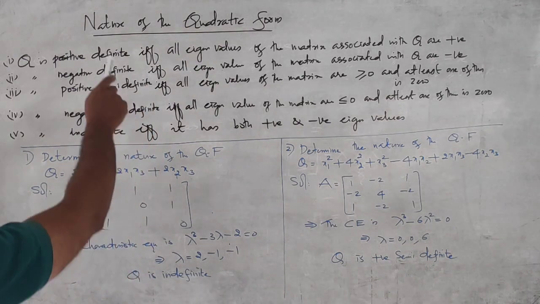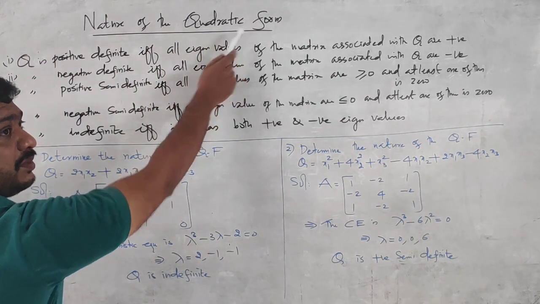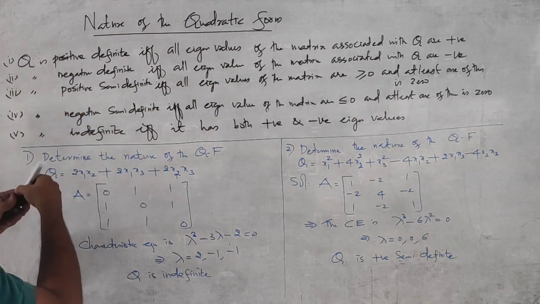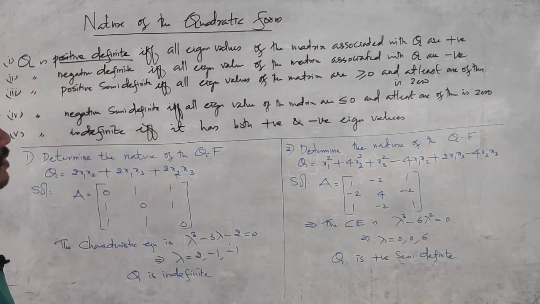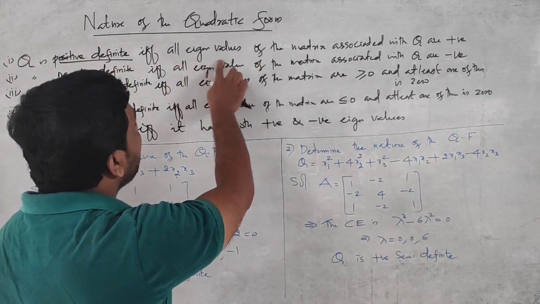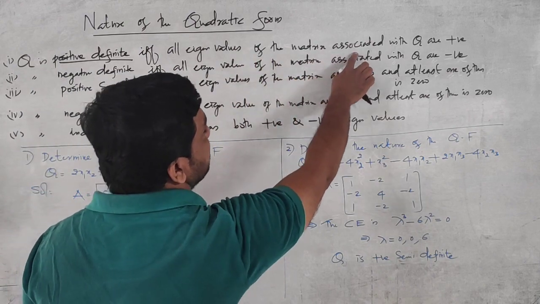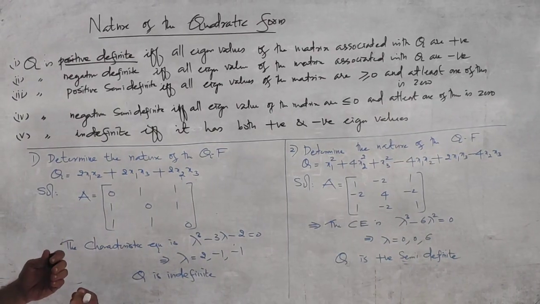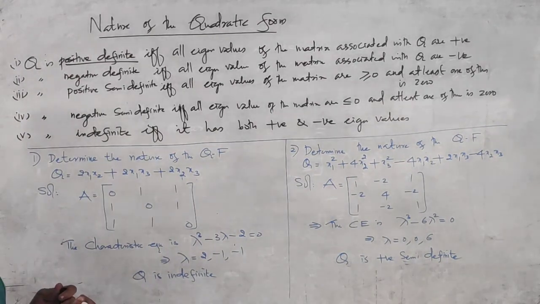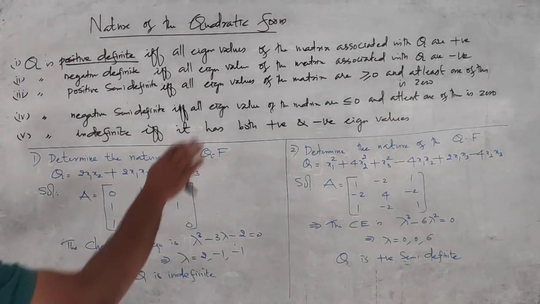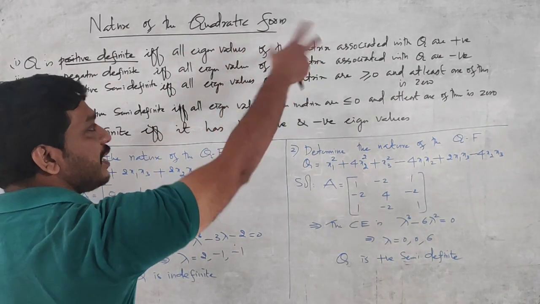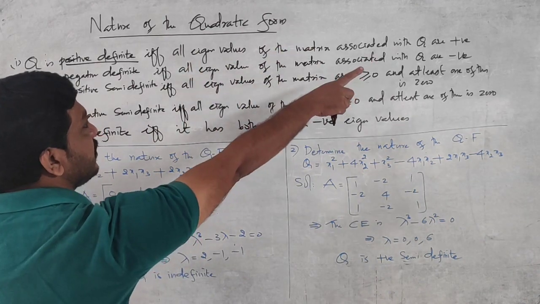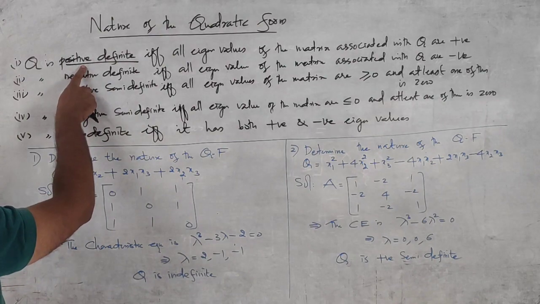The next section is the nature of the quadratic form. There are 5 kinds of natures. The first one: the quadratic form is positive definite if and only if all the eigenvalues of the matrix associated with Q are positive. All of you know how to compute the eigenvalues, as studied earlier. So just compute all the eigenvalues of the corresponding matrix, and if all the eigenvalues are positive, your quadratic form is positive definite.